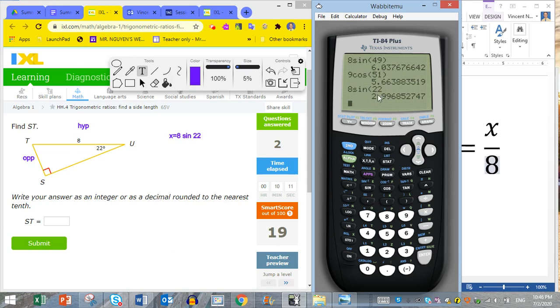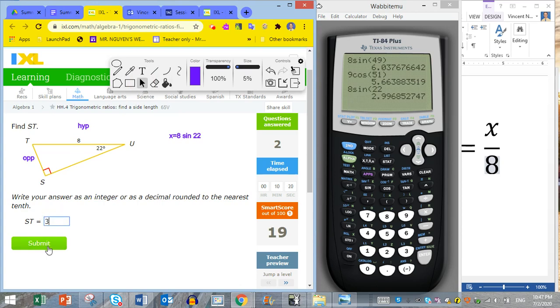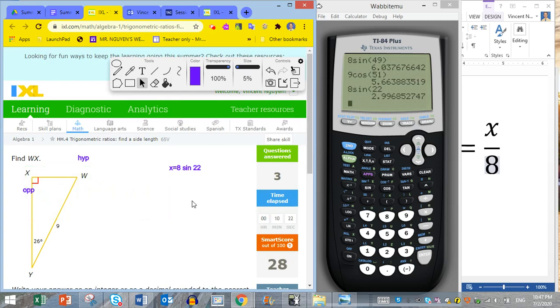2.996. So if we round this all the way up, it's going to be 3, right? So I'm going to go over here and type in 3 for my solution. So ST would be 3. Enter or submit. Oh, very good.